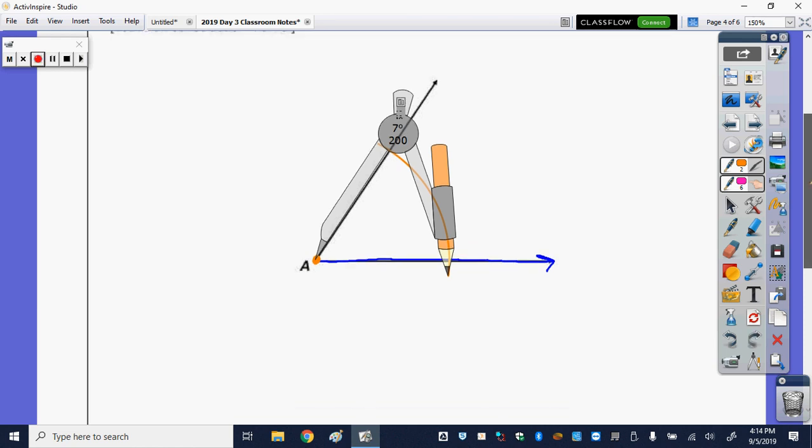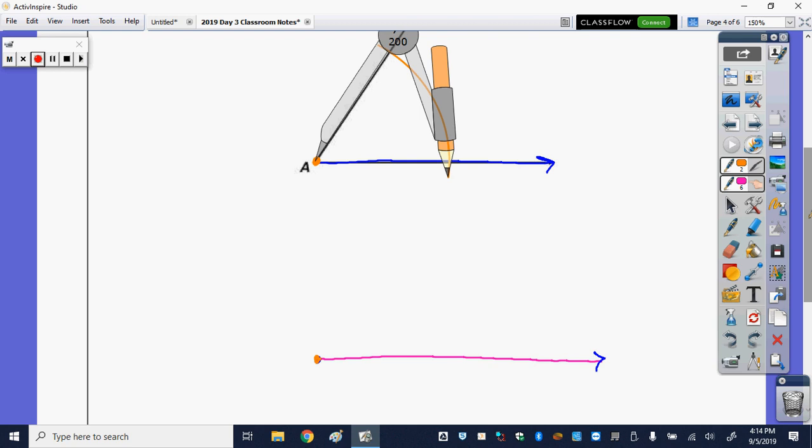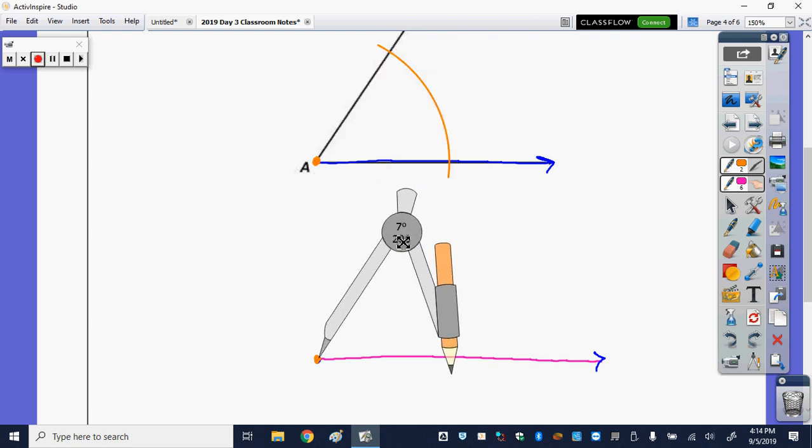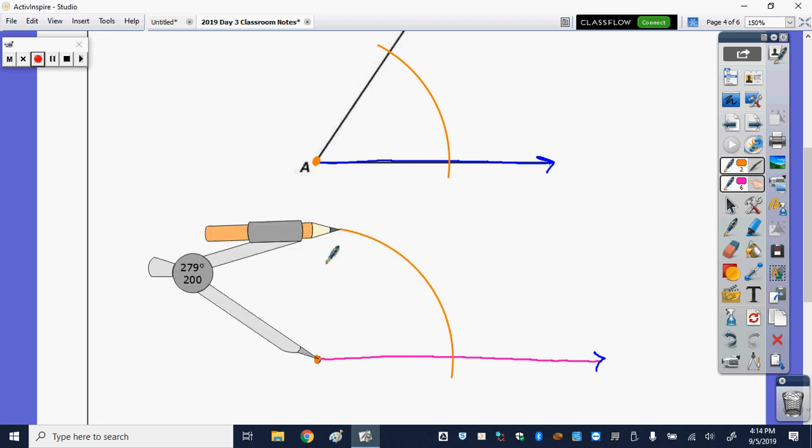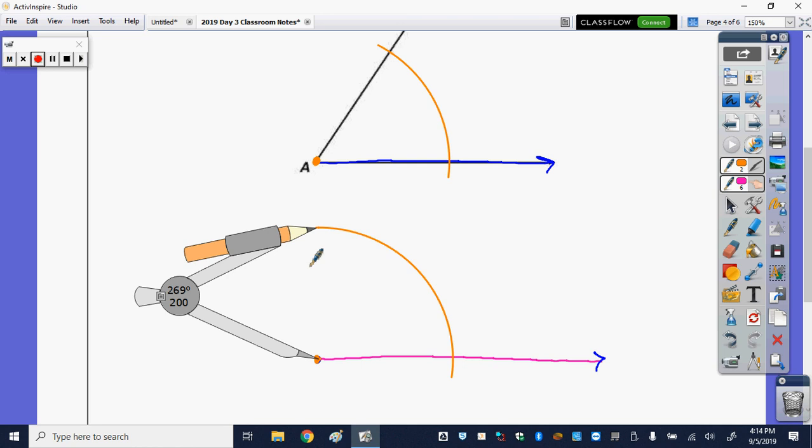And then you're going to slide it down to the ray that you drew so that you can copy it. And you're going to move your compass point down here to the end point of the ray and draw the same size arc. Okay? It's a little bit longer, but that's okay. Now the two points that I have that correspond is this point here and this point here.